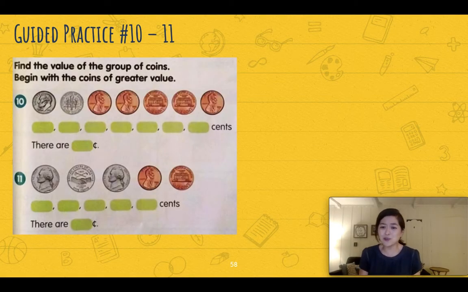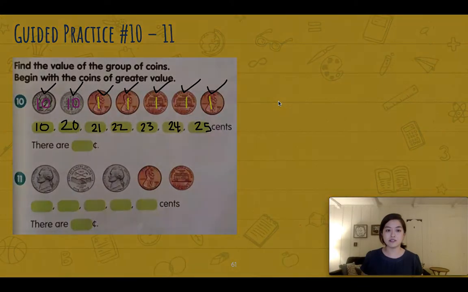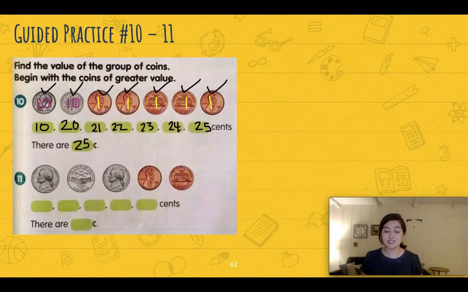You're ready already? Ooh, you guys are fast. Okay, let's try it together. So let's start with the biggest value of coins. I see I have dimes here and pennies here. 1 dime is 10 cents. 1 penny is 1 cent. So let's skip count with the dimes. Ready? 10, 20. Now let's skip count with the pennies. 21, 22, 23, 24, 25. There are 25 cents.